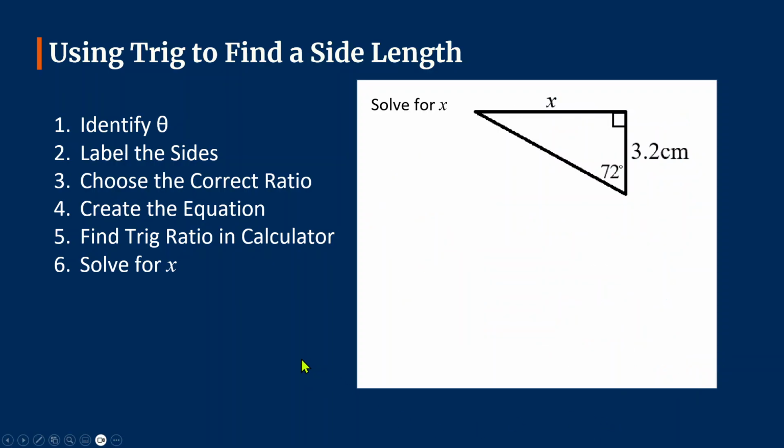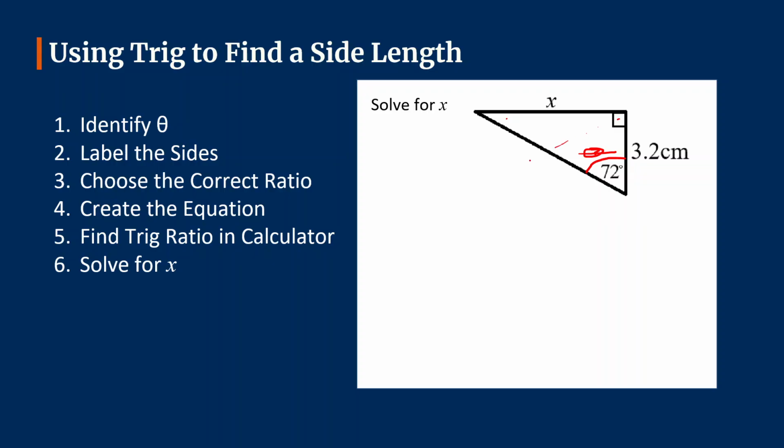Let's do another example because I know there's a lot going on. So I need to solve for x, and x, as you can see, is this unknown side length over here. Which means I'm going to start the process of doing trig. I'm going to identify theta. So theta, this is the angle that I know, and I have no idea what's going on here. I don't want to know. I don't care. This is theta.